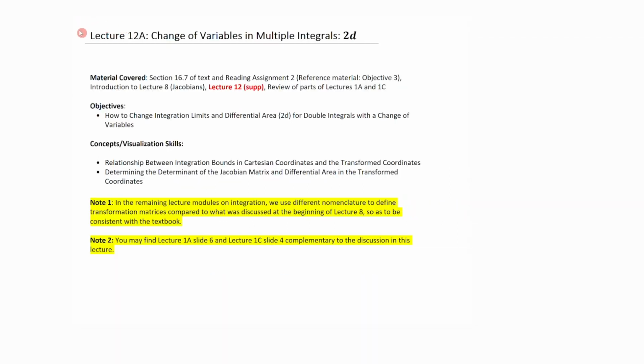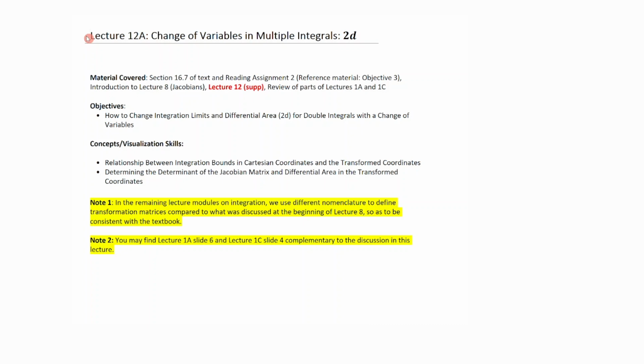Welcome to Lecture 12A entitled Changes of Variables in Multiple Integrals, and this is specifically 2D that we're looking at here. The material for this lecture is from section 16.7 of the text and reading assignment 2, reference material objective 3, introduction to lecture 8, Jacobians, and this basically is all contained within the lecture 12 supplement, which is really the only mandatory reading we'd be looking at.